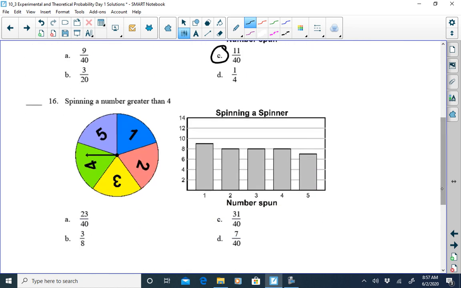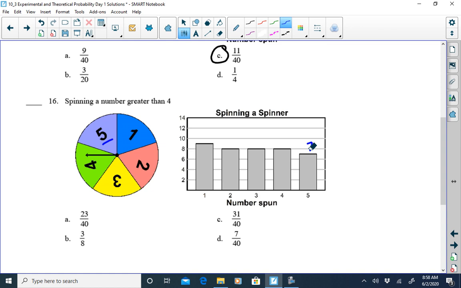Okay, let's try another one. What's the probability of spinning a number greater than 4? Right, the experimental probability. Well, a number greater than 4, well, the only number on the spinner that's greater than 4 is your 5. So we want to find out how many times a 5 was spun, and that looks like that was 7, right?